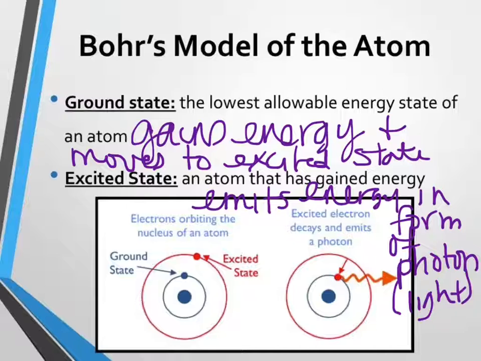Yes, when they're going back towards the nucleus, they lose energy, and they lose that energy in the form of light. So all the light we see, when we're seeing all this stuff, it's from these electrons losing energy and going back down to ground state. Okay? Any questions over that?